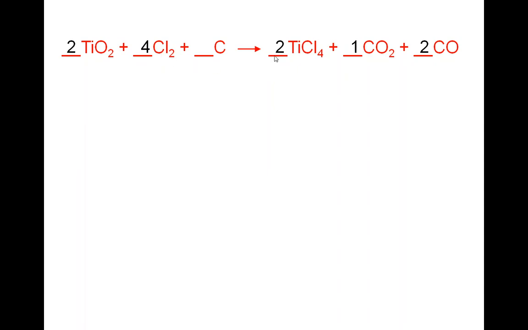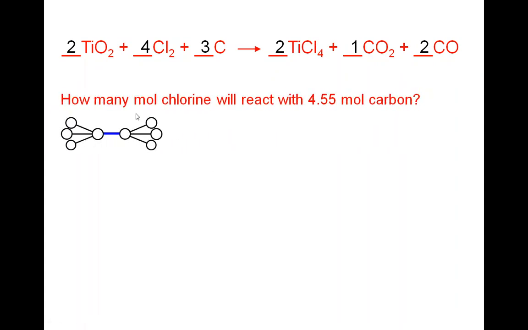4 times 2 is 8, 2 times 4 is 8, and then 2 plus 1 is 3 carbons, 3 carbons. All right, so that was a kind of a complicated balance one, but I did it pretty quick there. So let's check out a question. How many moles of chlorine will react with 4.55 moles of carbon?